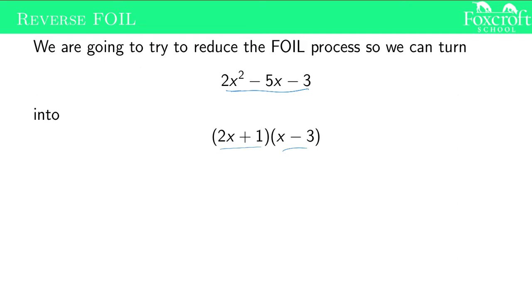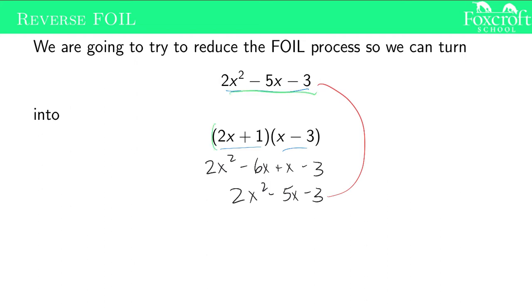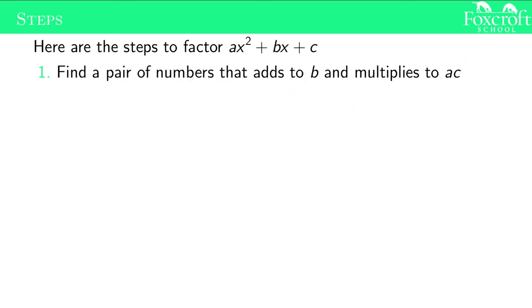But we do what we've learned before and FOIL this out. 2x squared minus 6x plus x minus 3. Combining those middle terms gets us the same thing that we started with. So this is just like factoring numbers, breaking it down into the things that multiply to give you your answer. But we're breaking this one quadratic into its 2 terms that would FOIL out to give us that expression. So we're reversing the FOIL process. And when we go through and actually do the process for factoring, you'll see the FOIL process, but in reverse. So here are the steps.